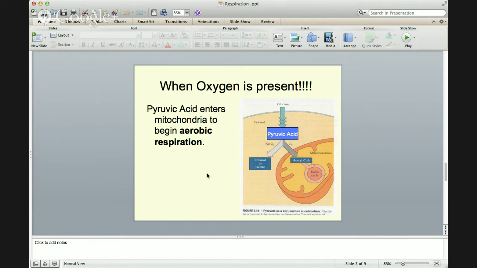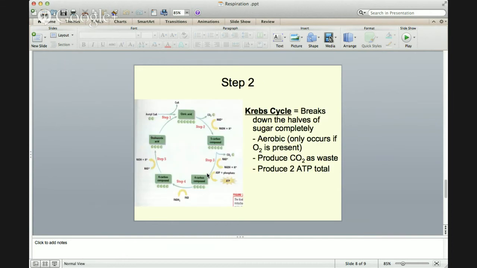Okay, so now we're doing the aerobic respiration part in step 2. This is the Krebs cycle. And the Krebs cycle simply takes that pyruvic acid and breaks down the sugar completely. It essentially pulls the sugars all the way apart. And in the process, you can see here some CO2 is released at different steps, and some ATP is produced right here.